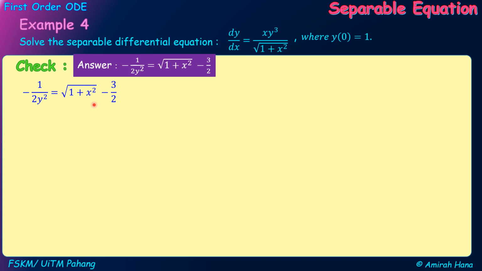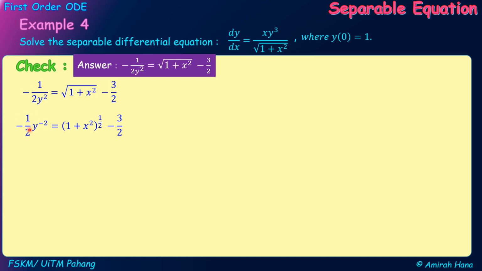We can differentiate back and then substitute into this separable equation. If the left hand side equals the function on the right hand side, it means we get the correct answer. But before we differentiate, we can rewrite this function.